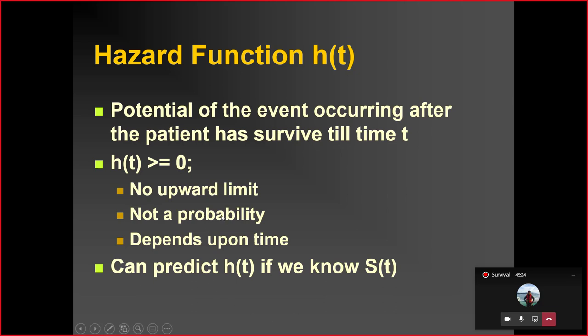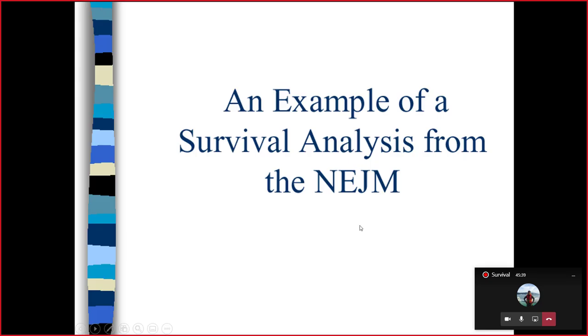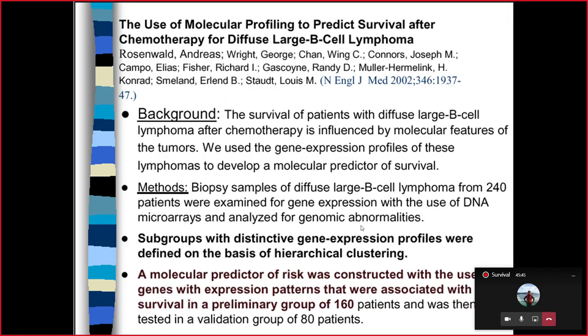Okay. So hazard function, there's no upper limit. It is not really a probability. It depends on time. So you can predict the hazard function if you know the property of survival. Okay. Alright. So New England Journal of Medicine, they also use survival analysis. Ini untuk tengok adakah perbezaan survival based on the molecular profiling. So dia ada tiga jenis.